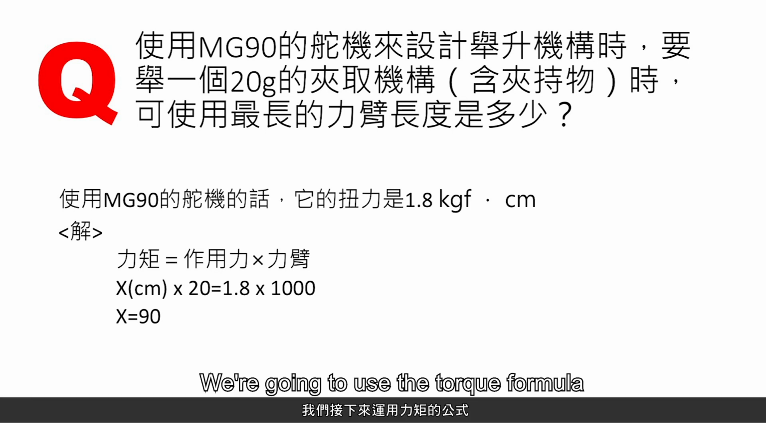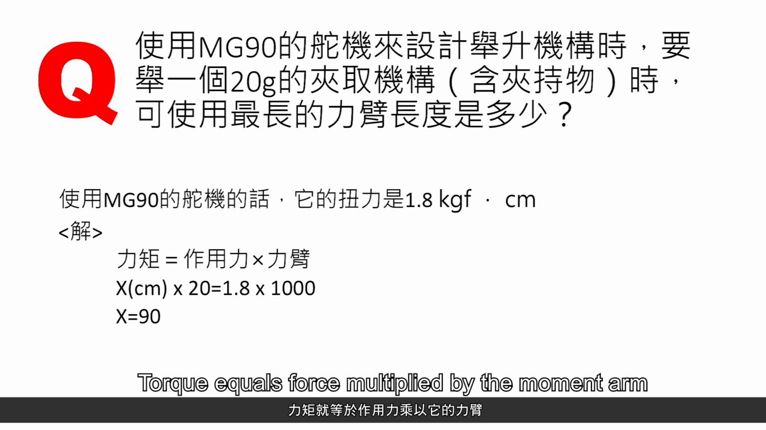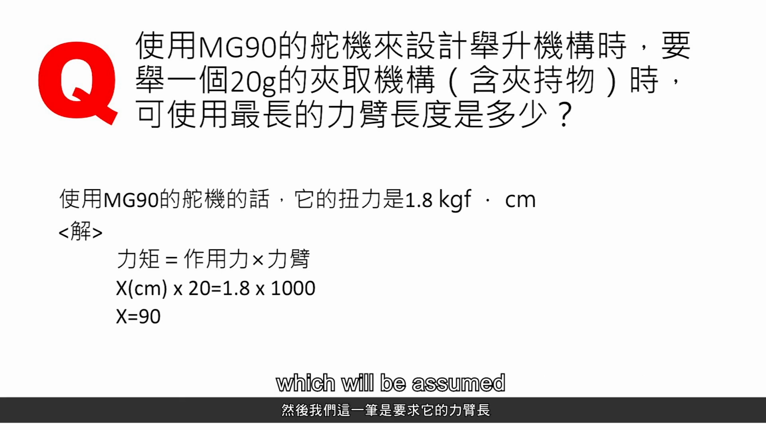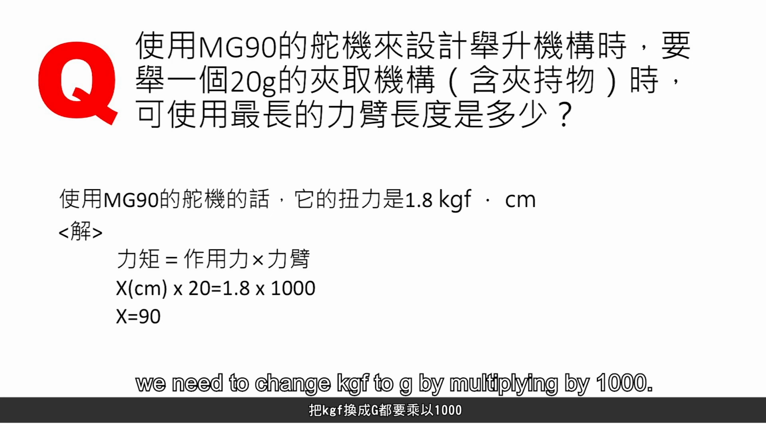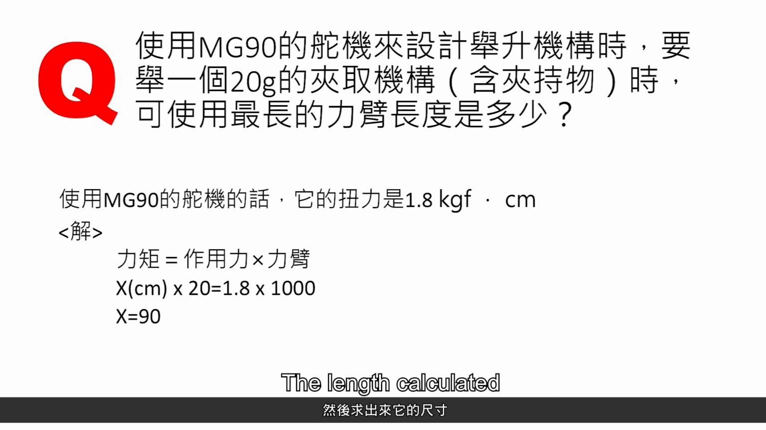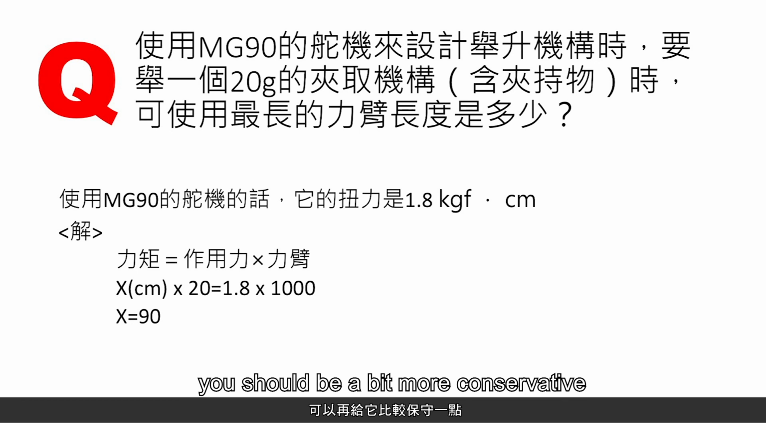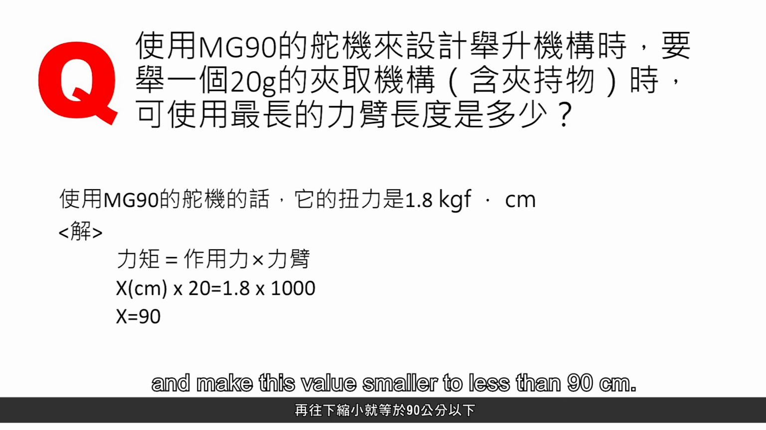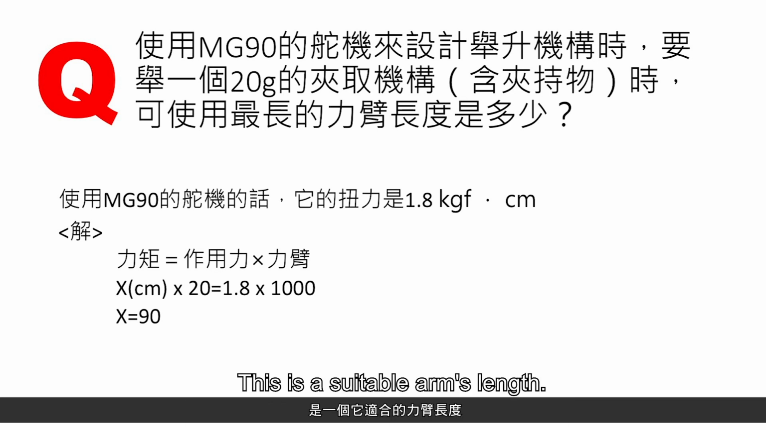We're going to use the torque formula to solve this. Torque equals force multiplied by the moment arm, which will be assumed using x. The weight of the object it's grabbing is 20 grams, so we multiply it by 20. The servo's torque is 1.8 kgf.cm. So we need to convert this formula. We need to change kg to g by multiplying by 1000. The last calculated is x equals 90 approximately. The unit is cm. When used in practical operations, you should be a bit more conservative and make this value smaller, to less than 90 cm. This is a suitable arm's length.